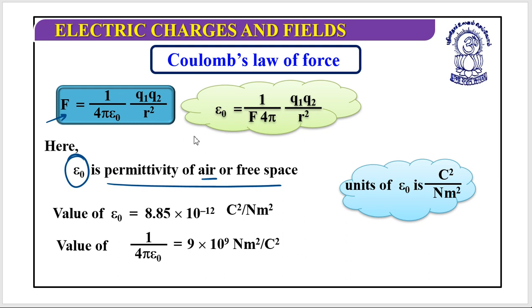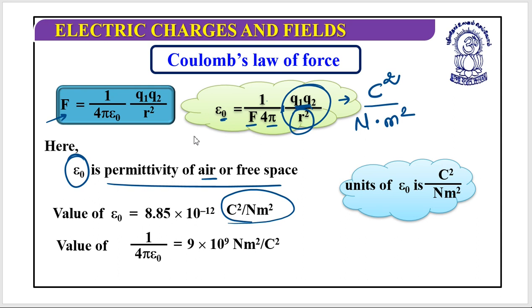It has a unit. How could I write the unit of epsilon naught? Transfer epsilon naught to one side. So epsilon naught becomes 1 upon 4 pi into F multiplied by q1 q2 by r squared. For the unit, q1 into q2: charge has the unit coulomb, and there are two charges, so it is coulomb squared. Force is in newton, and distance squared is meter squared. So the unit is coulomb squared per newton meter squared.